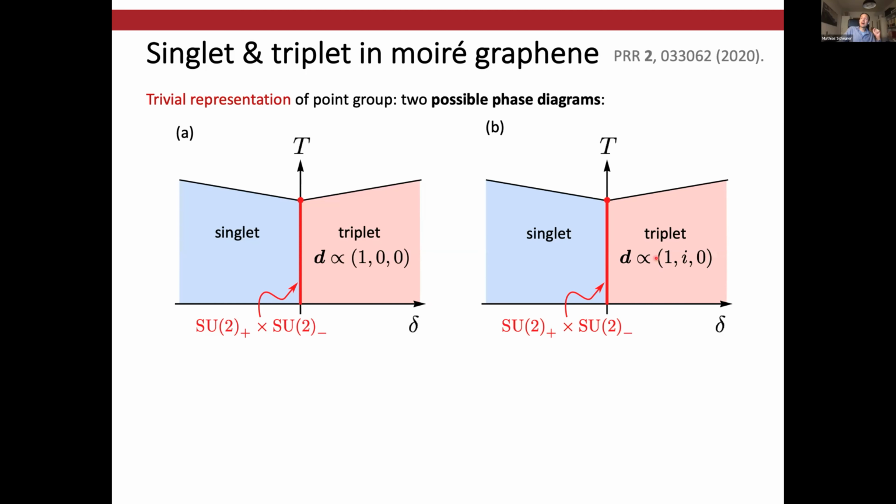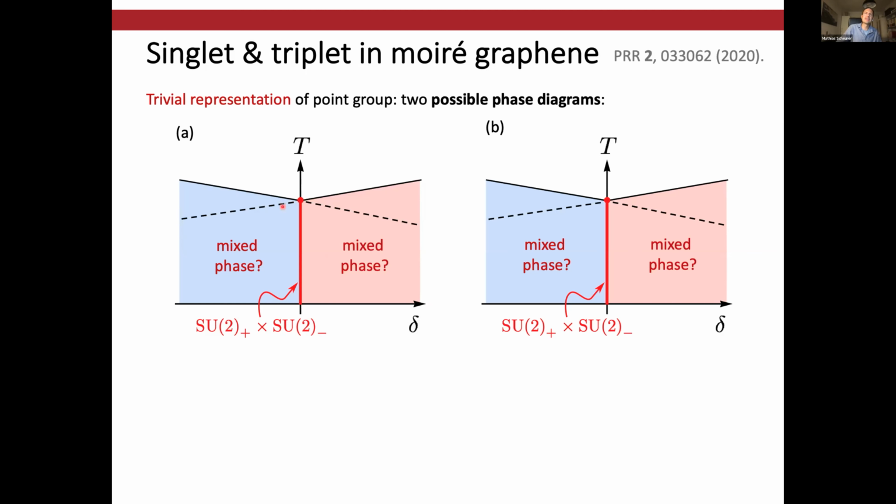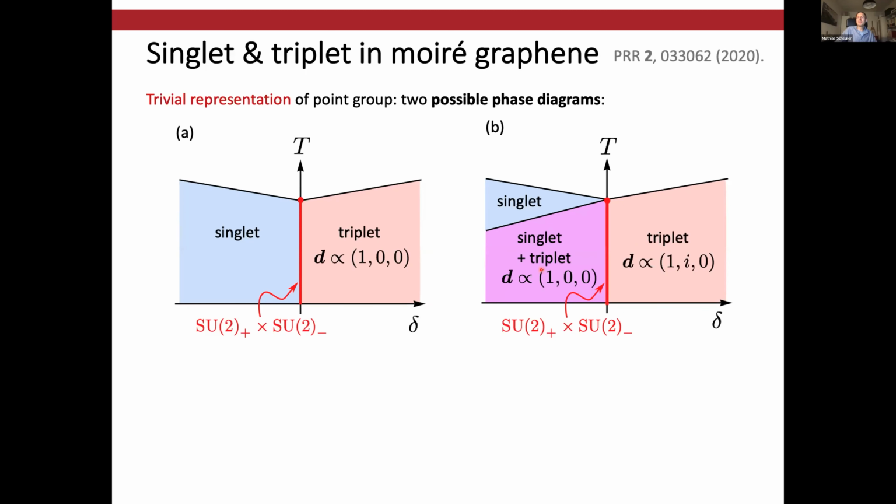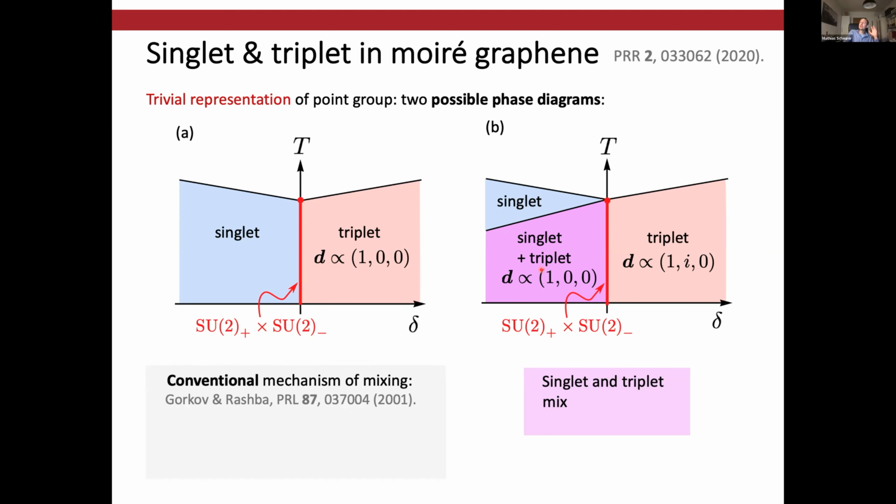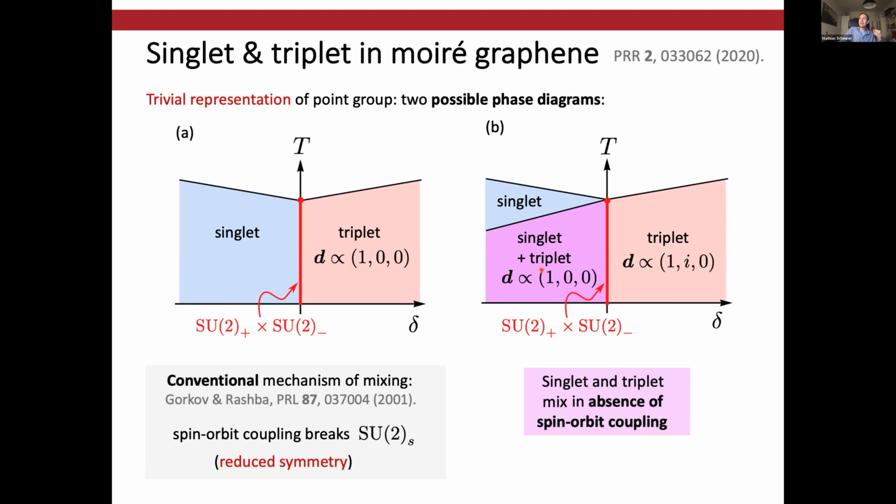But the question we ask, which is not yet answered on the slide, is what happens with these lines. Are there secondary transitions by extending these lines to the left and right? And the answer is entirely determined by symmetry. It turns out the triplet state has a Hund's partner, to use that language, that is a pure singlet, whereas the non-unitary triplet has a singlet and triplet mixed phase as its Hund's partner. I think this is quite remarkable, because it deviates from the conventional mechanism of singlet-triplet mixing, which is based on spin-orbit coupling, hence a reduced symmetry. Here it happens already without spin-orbit coupling, and it's due to the proximity to an enhanced symmetry.